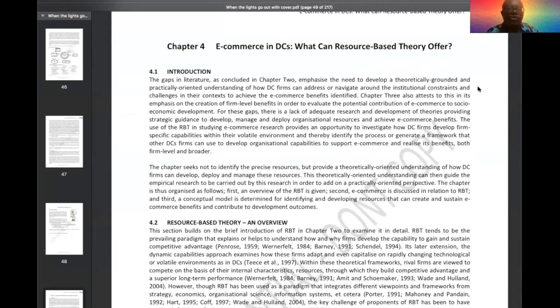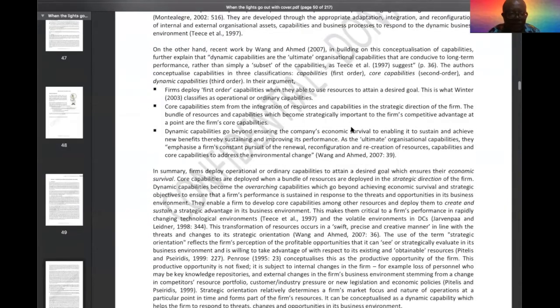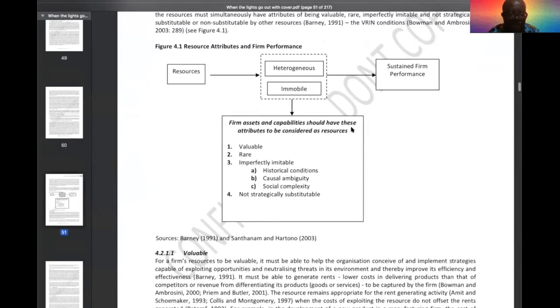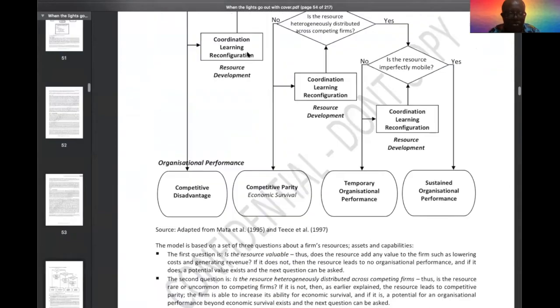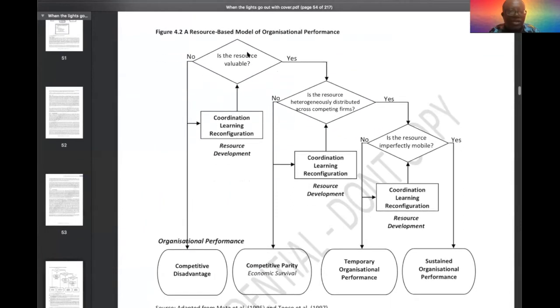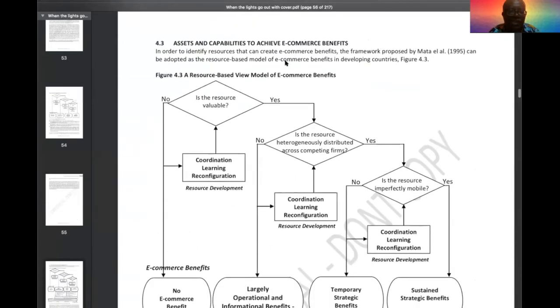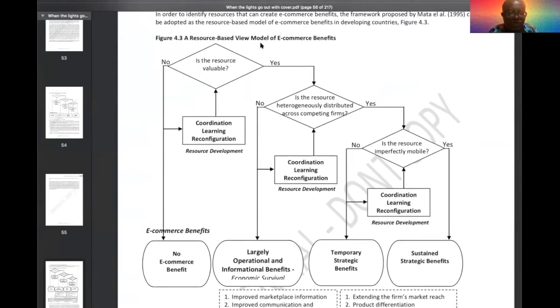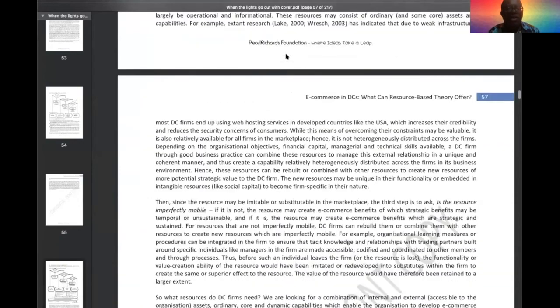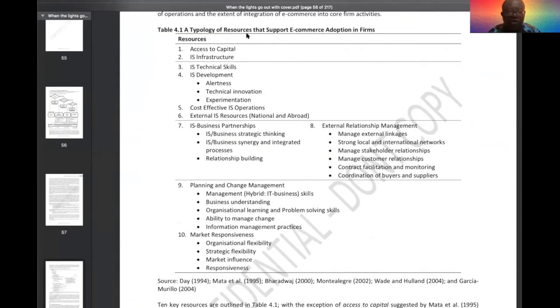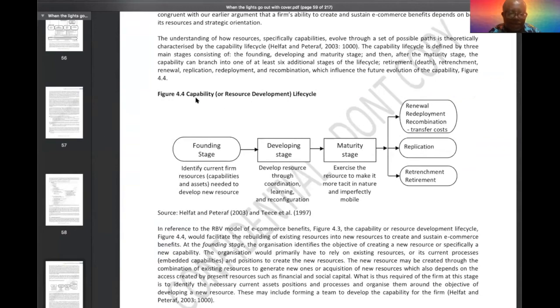So this is my PhD. As I go down, I'm using the resource-based theory. As I start explaining, look at figure 4.1. I'm explaining the relationship between resources and firm performance. I also have another figure here, which is about the resource-based model of organizational performance. Then I start building another one, the resource-based view of a model of e-commerce benefits. Then a typology of resources that support e-commerce adoption in firms. This is a table, but it's also a framework. And then figure 4.4, the capability or resource development lifecycle.